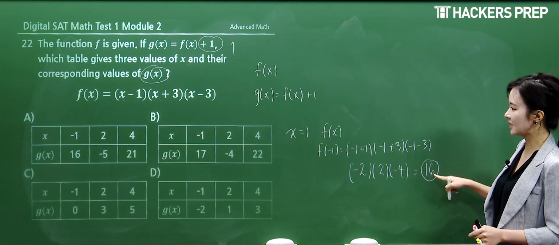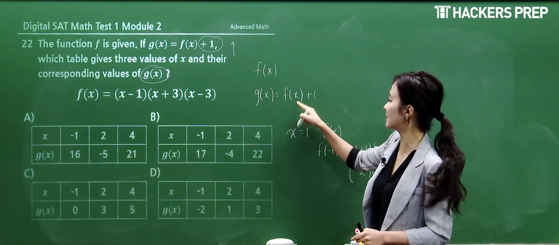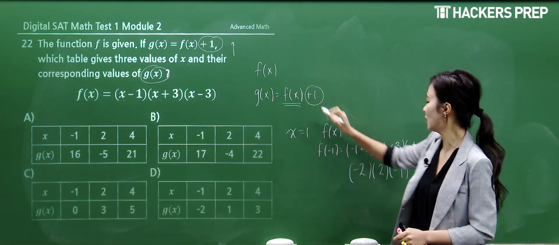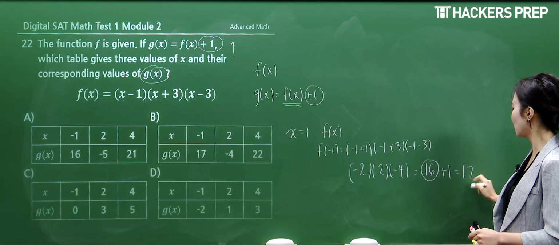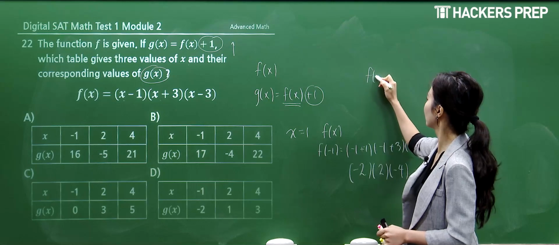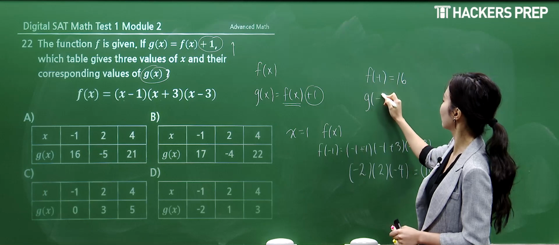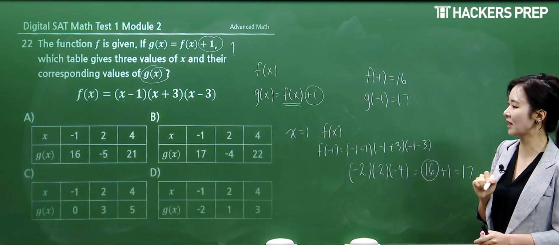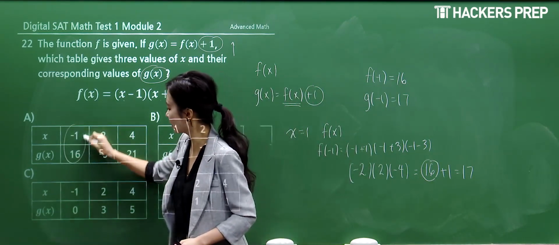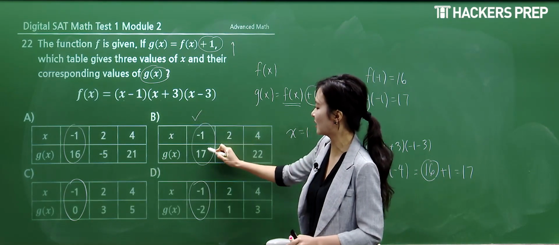Now, with 16, we can plug in: g of x is going to be the result of f of x, which is 16 from f of -1, plus the 1. So if we add plus 1 here, that means g of x is going to be 17, okay? So while f of -1 was 16, g of -1 is going to be 17. So let's take a look. Which one of these charts gives us that corresponding value? If we just do x of -1, that means B is the only chart that gives you 17.